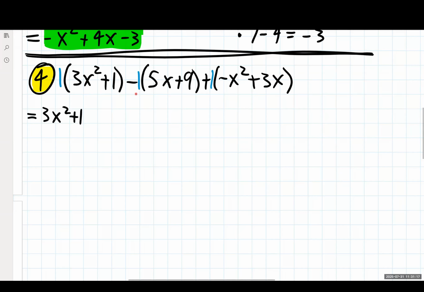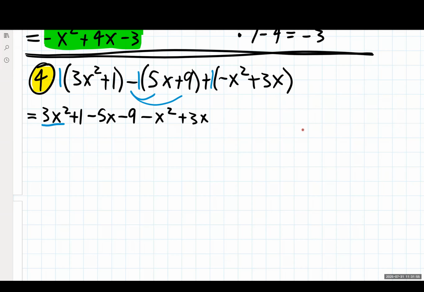This negative is going to distribute through, which means that this 5x is going to become negative 5x. The plus 9 is going to become minus 9. And then for our last one, it's going to stay the exact same. That negative x squared is going to stay negative x squared. That 3x is going to stay as a positive 3x. And now from here, we can use any of the previous methods to organize and combine like terms how we would like. I'm going to go ahead and just do some underlining with this one.